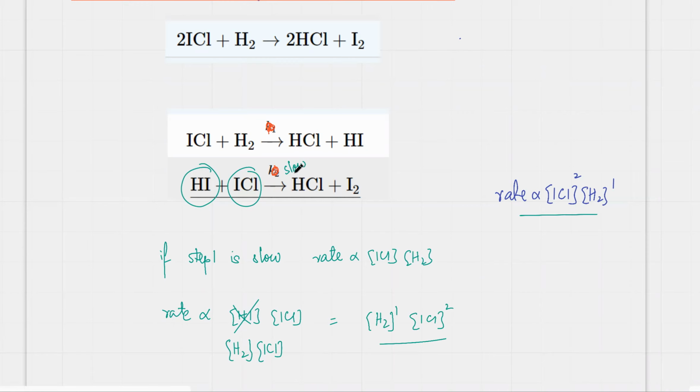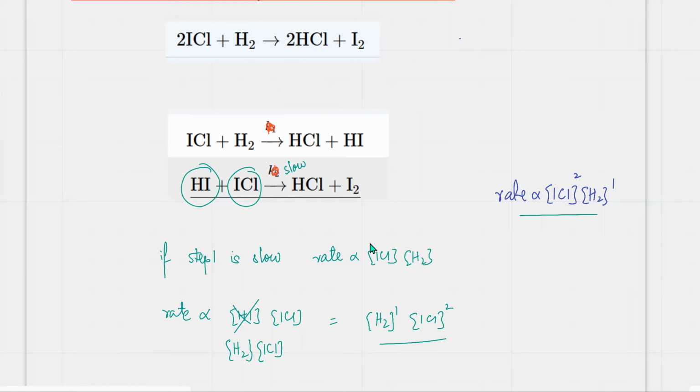So that's the second type of question that you're going to get, that the order of the reaction would be provided to you, and you'll just do trial and error. Just assume the first step being the slow step, then the second step being the slow step. Whichever step gives you the right orders, that's the one that's the slow step. Okay? Is this clear?